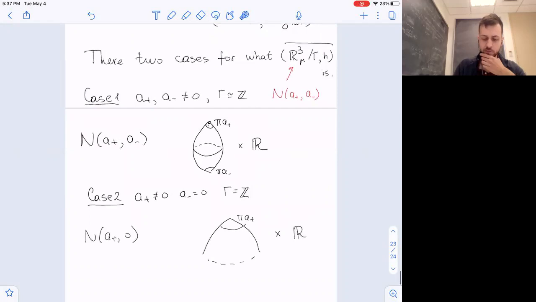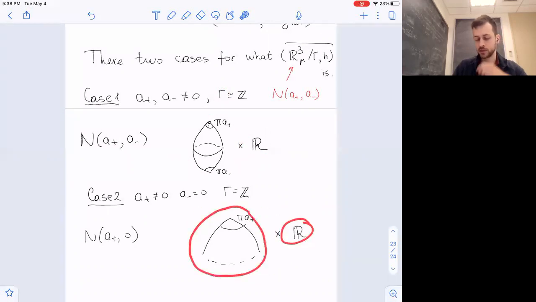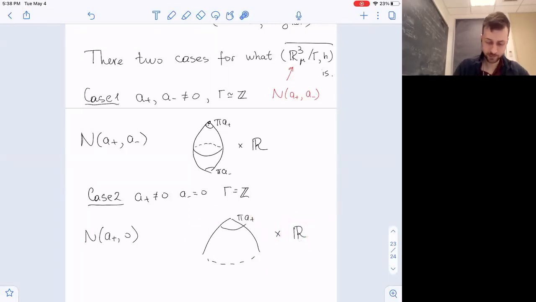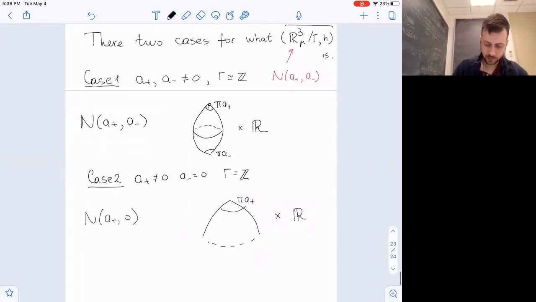Now the question is, what if I allow gamma to be larger? What if gamma is Z squared? This was the second option which I discussed. Well, then the things work as you would expect. So this Z acts by translations in R composed with rotations here. And similarly also it will be translations in R together with possibly trivial rotation in this component. So what this description tells us, it gives you a quantization of A plus and A minus.